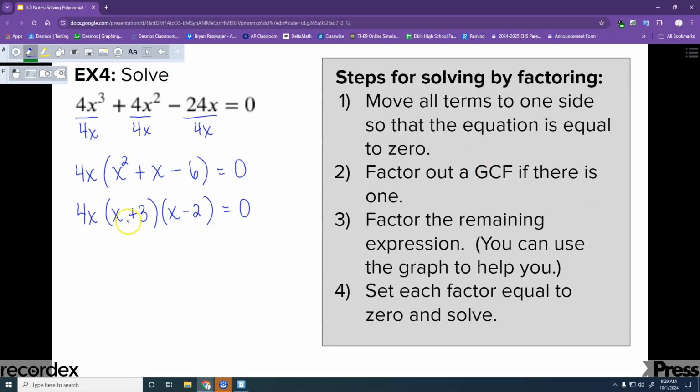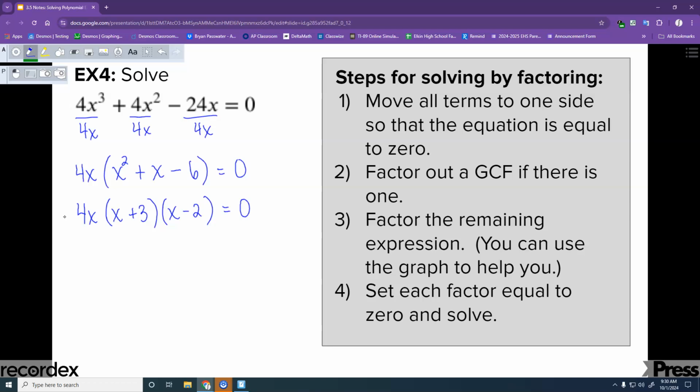If you look at this, you want to check to make sure it works, because there are some cases where this may not work. But I've got a negative 6, so 3 times negative 2 does give me negative 6. And if I add them together, 3 and negative 2, that'll give me a positive 1. So that's factored correctly here. So we've already done the factoring stuff for this.